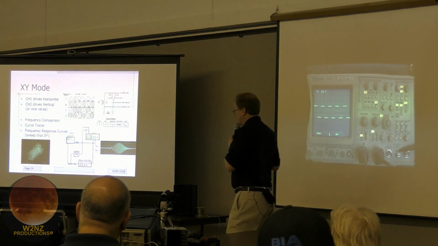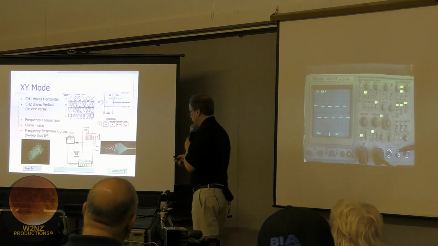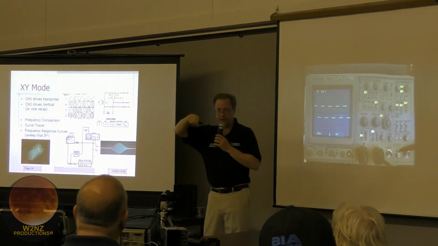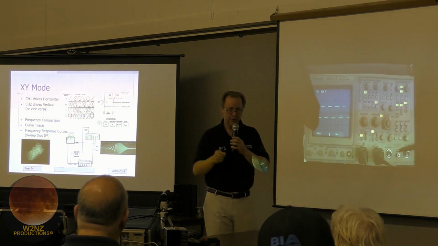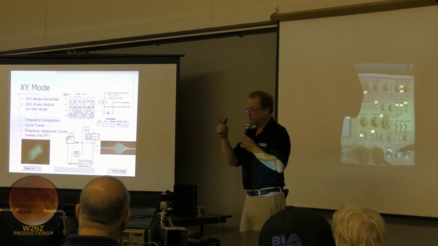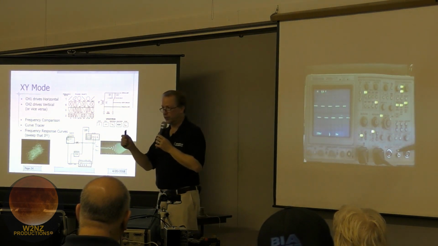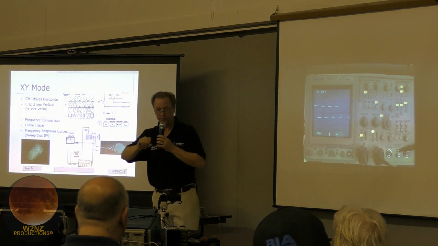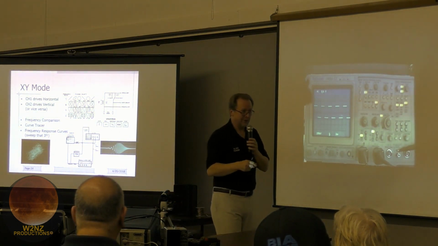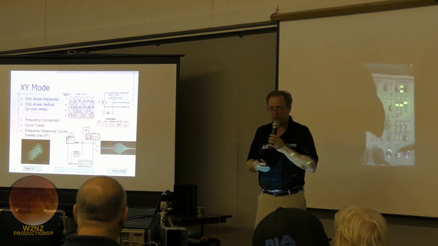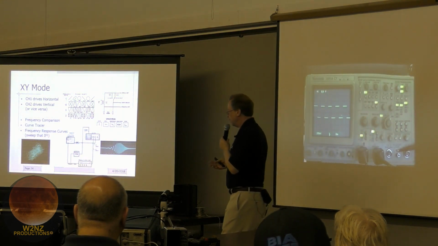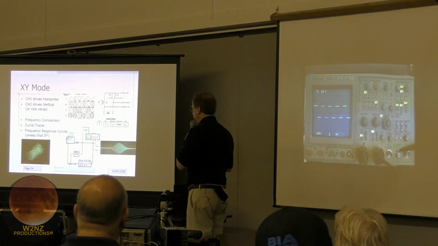So I mentioned this earlier, XY mode, and this is where one channel drives the vertical position like normal, but another channel drives the horizontal position. So this is kind of the scope equivalent of an Etch-a-Sketch, with the two knobs. This is the live scope equivalent to that. Why would I want to do that? Well, there's a number of things you can do.